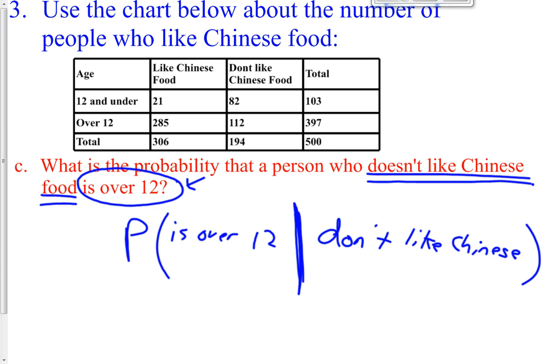You kind of have to write it in a little bit different way. What is the probability that a person who doesn't like Chinese food is over 12? We want to find the probability of people who are over 12, but only out of the people who do not like Chinese. So that's how we write this one.